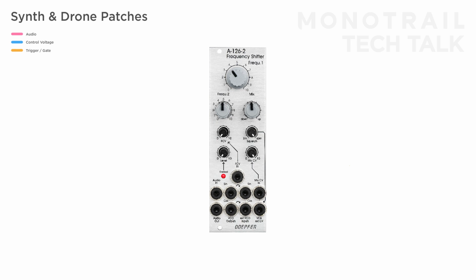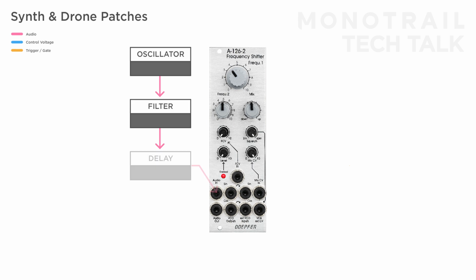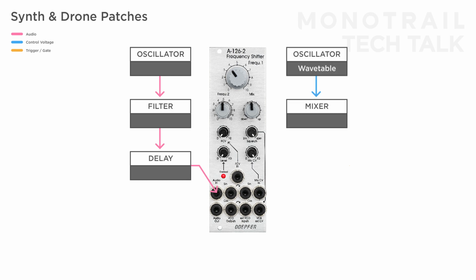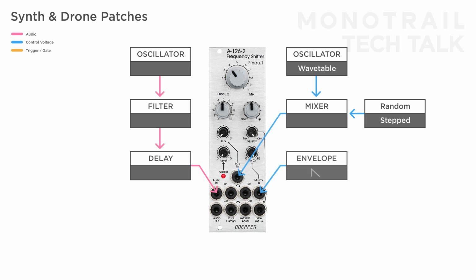Of course, these patches are just starting points. For example, you can expand a simple drone by adding a fast delay to add more complex harmonics. Then use a mixer to mix an audio rate signal from a wavetable oscillator and the stepped random voltage together and send a mix to the frequency input. Add a plucky envelope to the mix CV, sweeping from an up to a downshifted version, creating a bell-like effect.